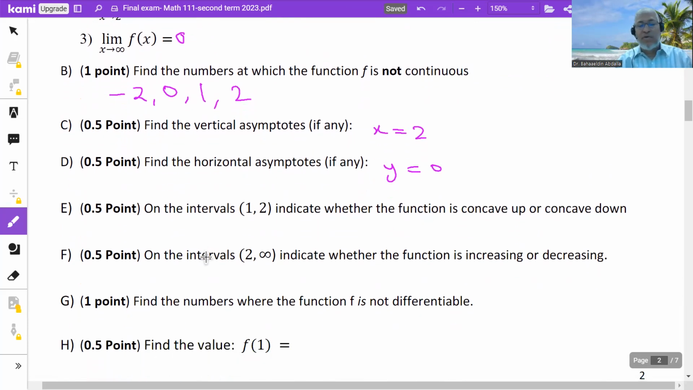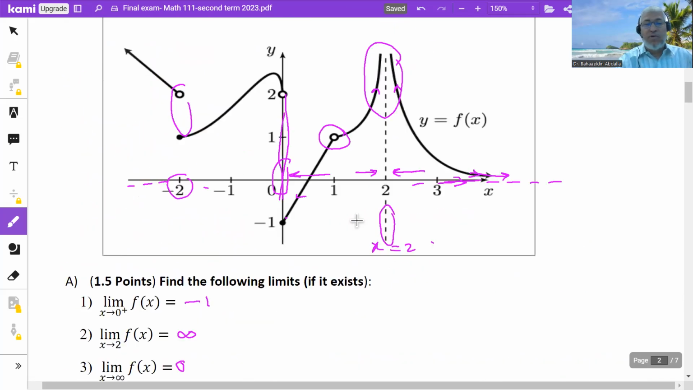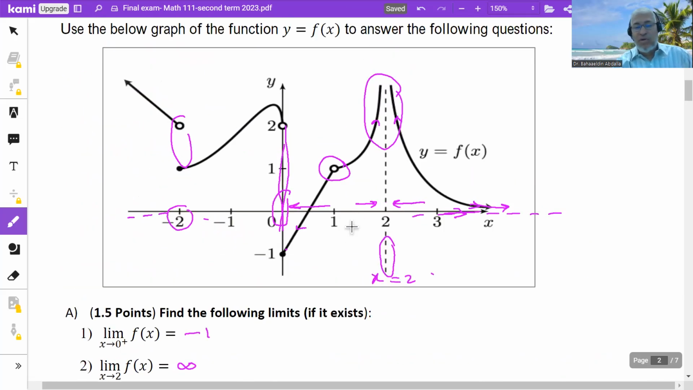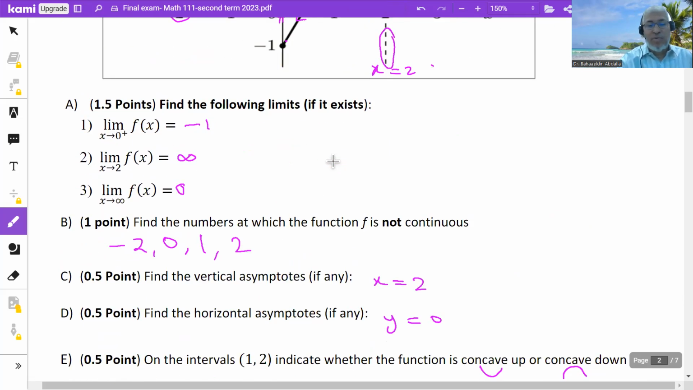On the interval from 1 to 2, indicate whether the function is concave up. Concave up means the graph is like this. Concave down means the graph is like this. So from 1 to 2, you can see the graph has this shape. So it's concave up.